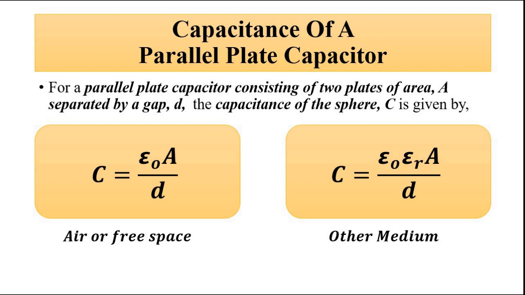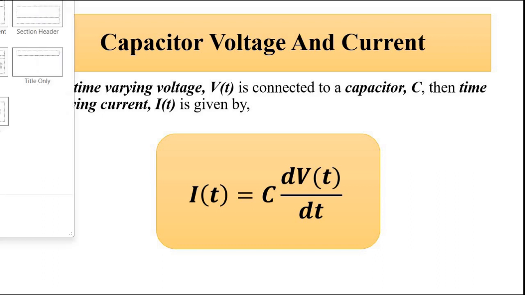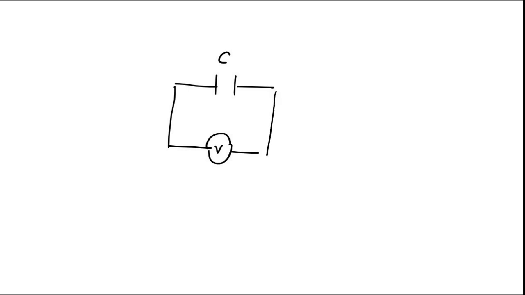Now we have to discuss the capacitor voltage and current. For that we have to understand something. Again, we'll take the same example. Let's say we have a capacitor C connected to a potential difference V.